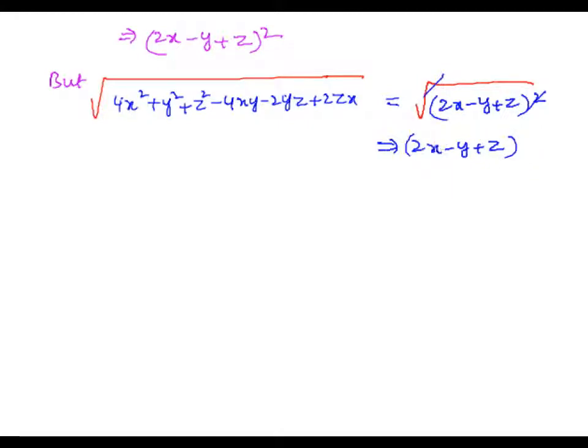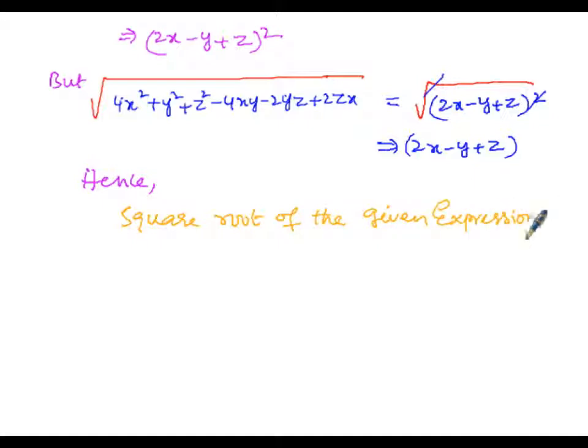So hence the square root of the given expression is equal to 2x minus y plus z.